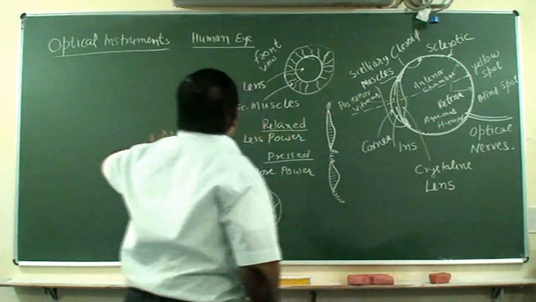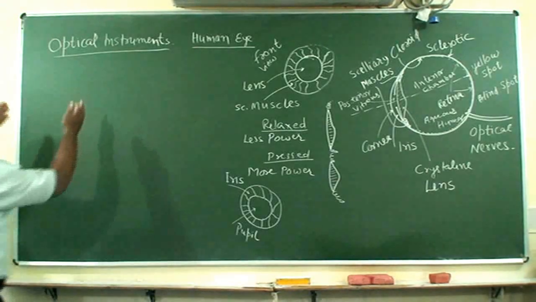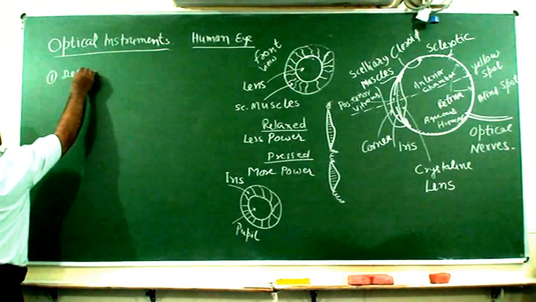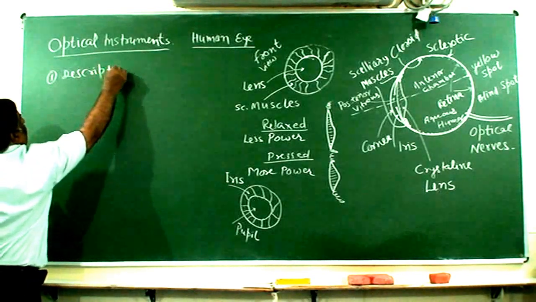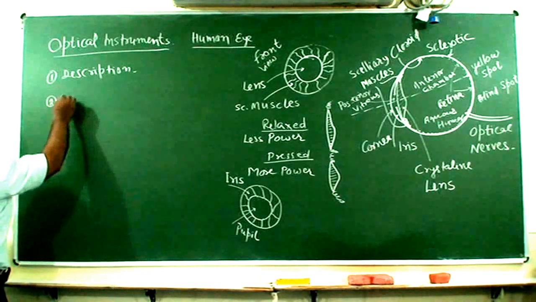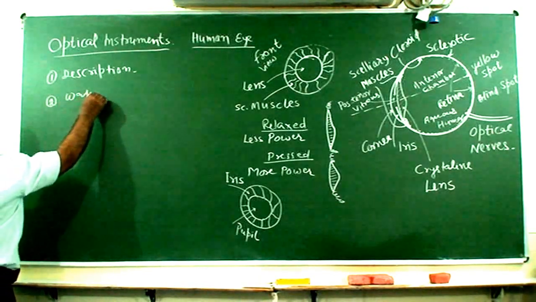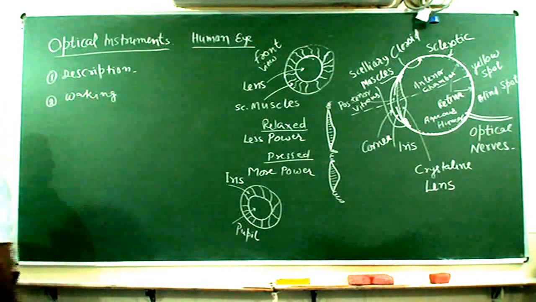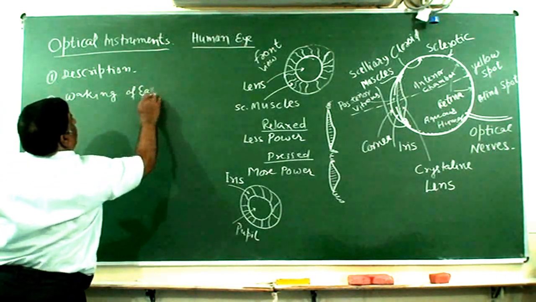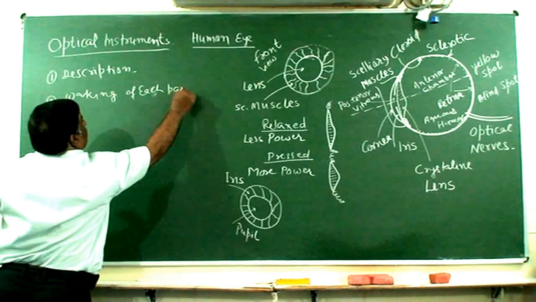So we will have a certain method of studying. First, we will have a description of the human eye. Then, which are the main characteristics, or how it works. Working of each part.